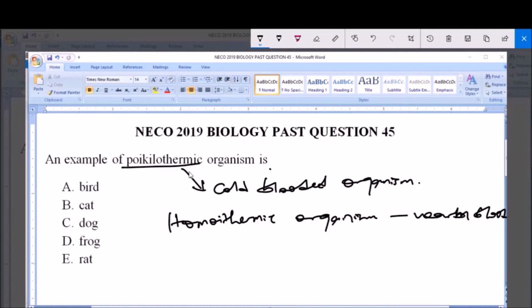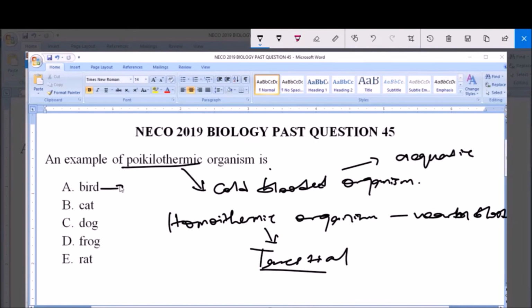Mostly poikilothermic organisms are organisms that live in aquatic habitats, while homoiothermic organisms are organisms that live on the land, as terrestrial habitats or the arboreal habitats. Now bird lives in the terrestrial or arboreal habitats, and so therefore it's a warm-blooded animal. It is not poikilothermic. Same with cat. Cat is a homoiothermic animal because it lives in a terrestrial habitat, so it is not poikilothermic.